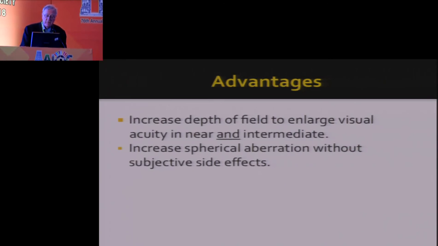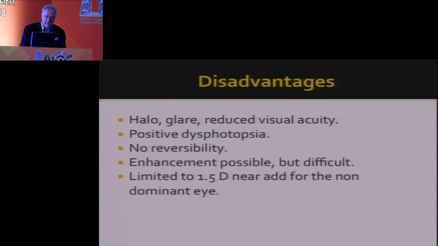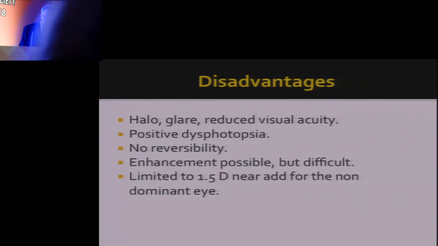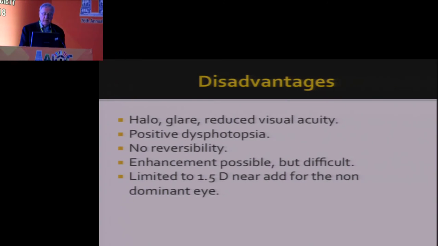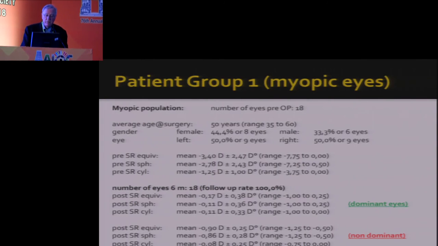Advantages: increased depth of field to enlarge the visual acuity in near and intermediate, increased aberrations without subjective side effects. Disadvantages: halo, glare, reduced visual acuity, positive dysphotopsia, no reversibility, enhancement possible but difficult and limited to 1.5 diopter anisometropia. We have two groups, one myopic group, one hyperopic group.